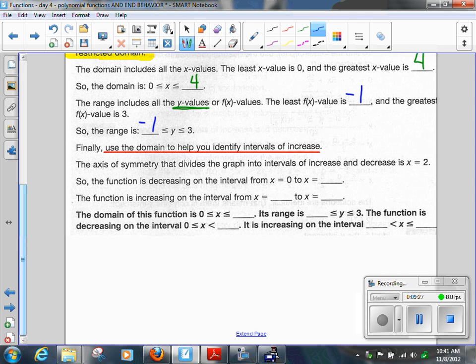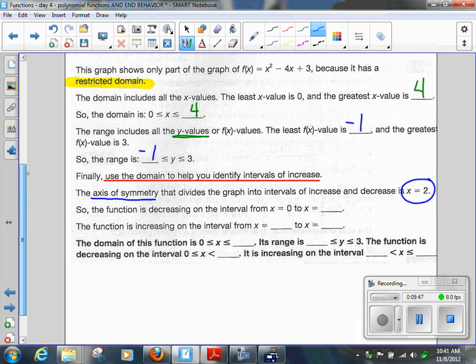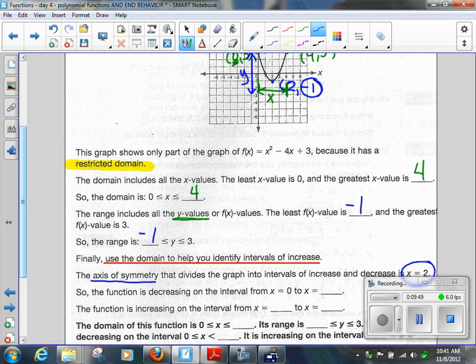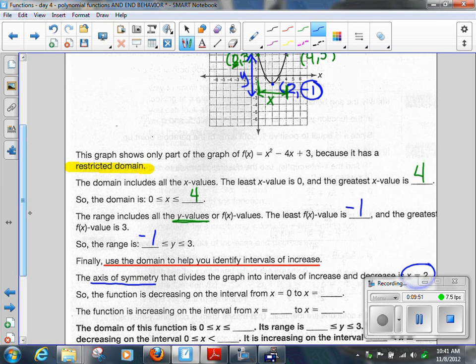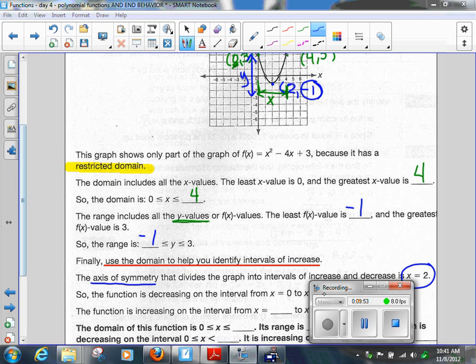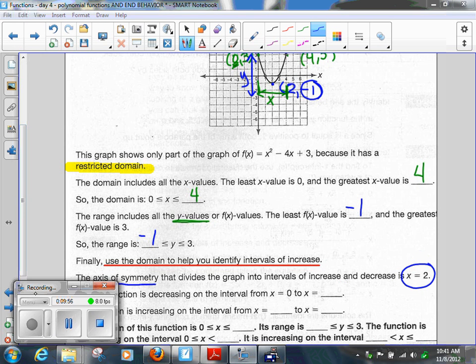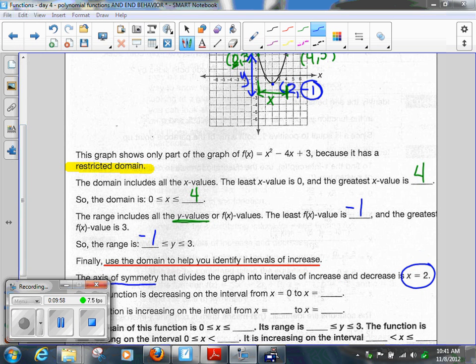Now, domain and range, everybody good with those? Everybody's fine with those. Let's look at the next one. It says the axis of symmetry that divides the graph into intervals of increase and decrease is x equals 2. We've not really talked about that, but I want you to make some assumptions, make some relationships, figure these out here. Where'd they get the x equals 2 from? The axis of symmetry. X equals 2.